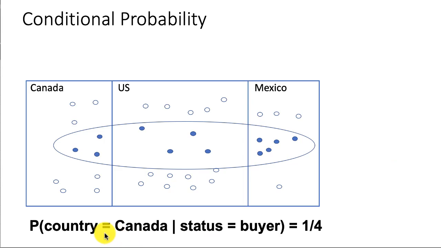So here again we say probability. Now we are considering the reverse, which is given that status is buyer, which means that we are only interested in the points that belong inside this large oval, because that consists of all the buyers. So given that status equals buyer, what is the probability that the country is Canada? We restrict our attention to these 12 points. Out of those 12 points, 3 are in Canada, and therefore the probability is 3 divided by 12, or 1 by 4.